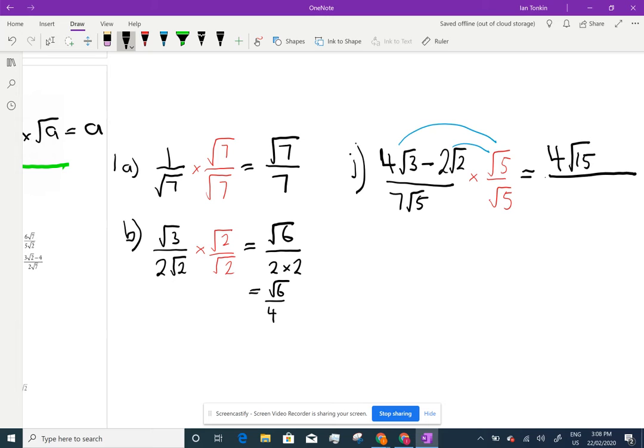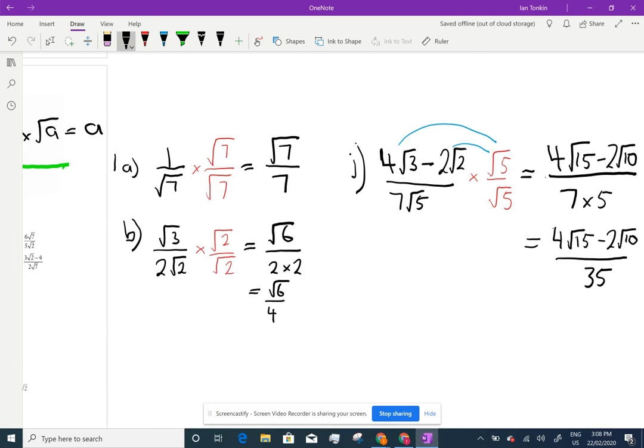Now, what have we got next? Minus 2, and root 2 times root 5 is root 10. On the bottom, I get 7 times 5, because the root 5 cancels itself out. So I get 4 root 15 minus 2 root 10 over 35.